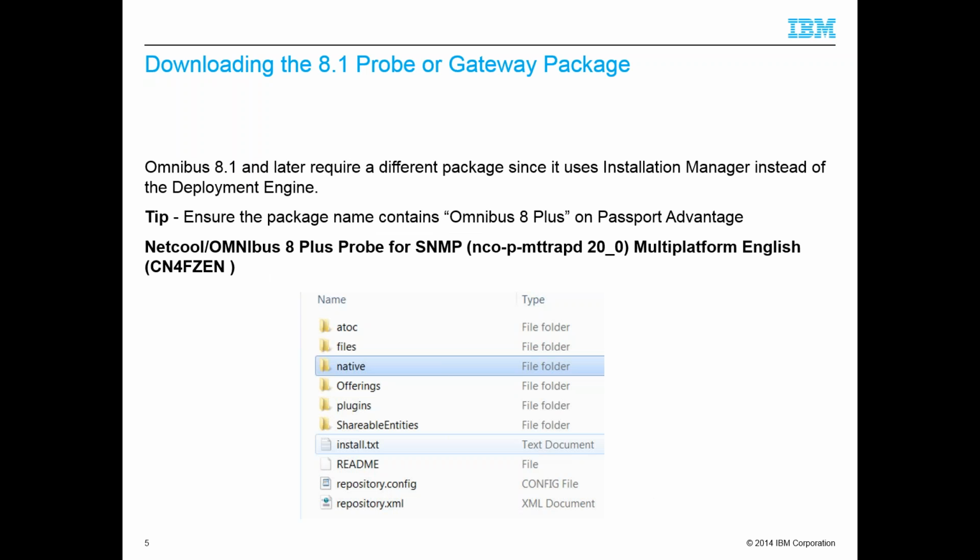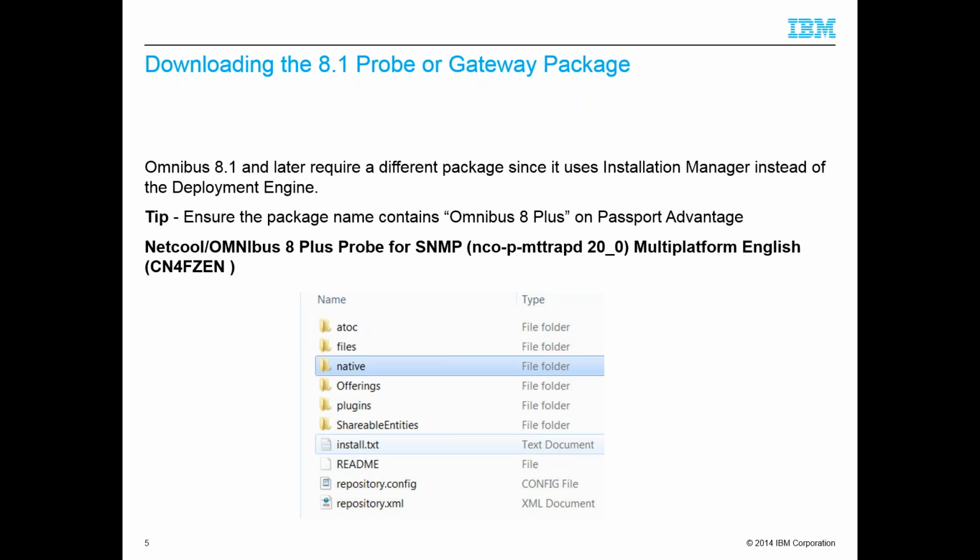Downloading the 8.1 probe or gateway package. Omnibus 8.1 and later require a different probe and gateway installation package since they use Installation Manager instead of the deployment engine. The tip is to ensure the package name on Passport Advantage contains Omnibus 8+. All of the probe and gateway packages for Omnibus 8.1 and later will have Omnibus 8+ in the name. Here's an example for the current MT-Trap-D probe. It says Netcool Omnibus 8+ probe for SNMP. How can you tell if you already have a downloaded package, if it is a package for Omnibus 8.1 or not?